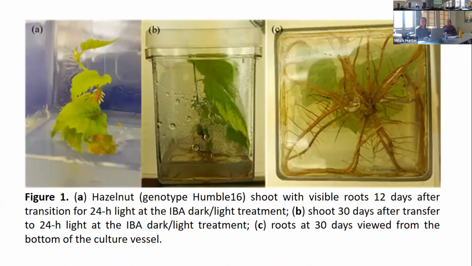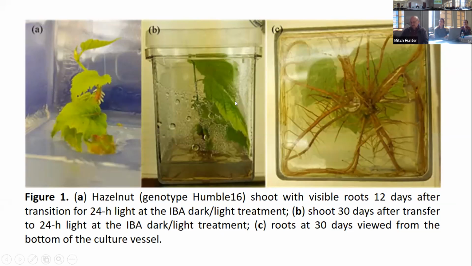So you can see here, this is the genotype Hamann that is considered easy to root. We saw visible roots at 12 days after transition to 24 hours light. And now we have adopted this as a protocol. So for our experiments, every time that we apply a compound to induce roots, we keep the plants in the dark for 7 days, and then after that, we move them to a chamber with 24 hours light.